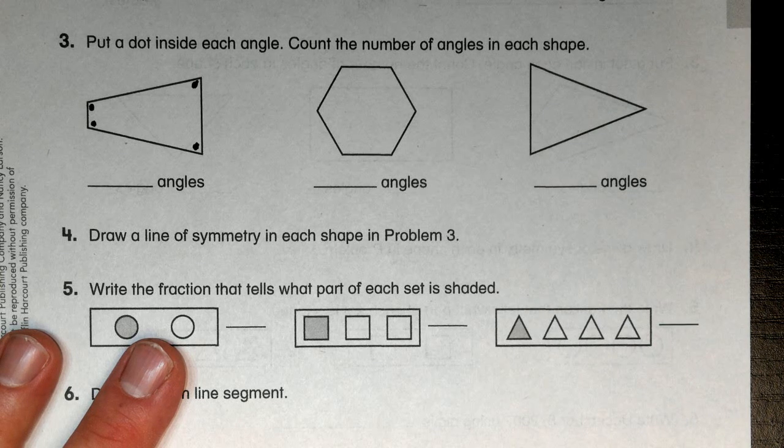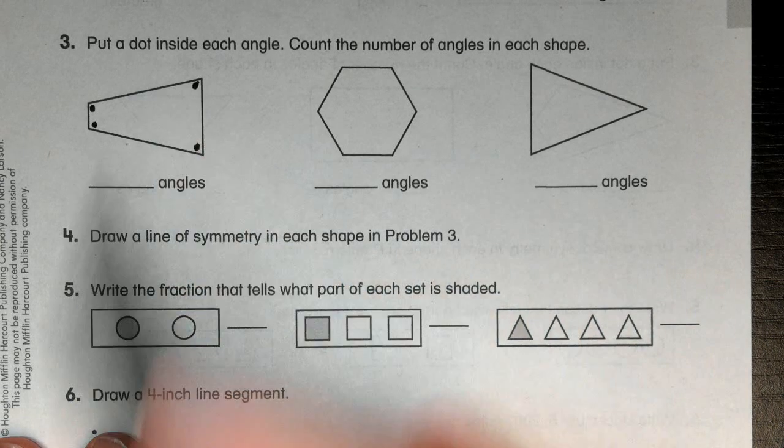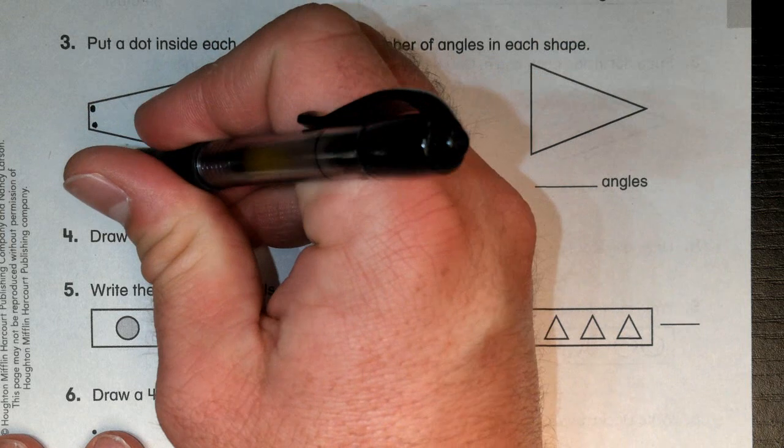We learned about vertices earlier this year. We learned that they're basically angular points of a polygon. An angle is very similar to that. And we're going to see that we have 4 angles in this shape.